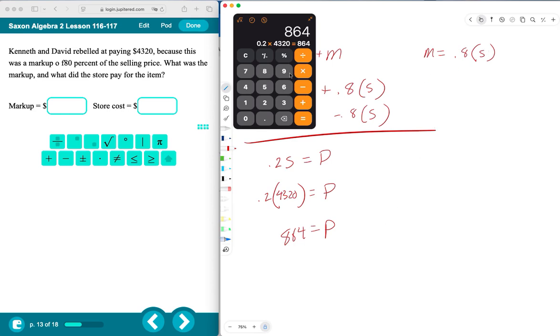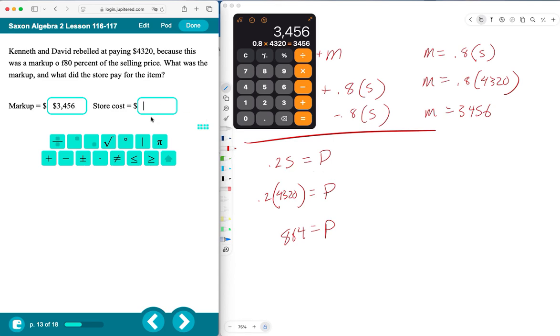And the markup is equal to 0.8 times $43.20. So 0.8 times $43.20 is, the markup is $34.56. So the markup was $34.56 and the store cost was $8.64.